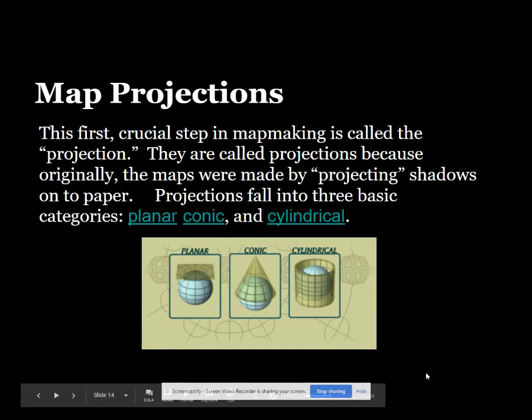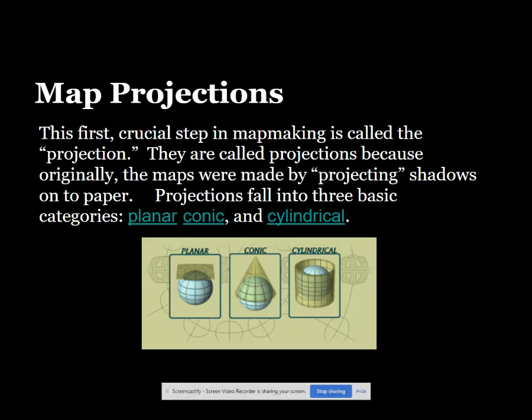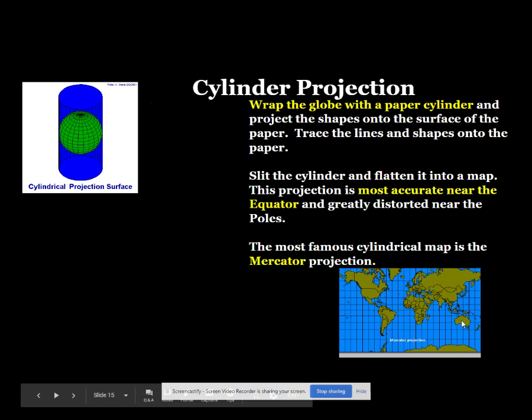Okay, so we call this a map projection because originally maps were made by projecting the shadows onto paper. So we've got three main categories: planar, conic, and cylindrical. And you're going to need to describe the features that you see on these slides. Again, you're writing what's in yellow in the graphic organizer at the bottom of page 9.